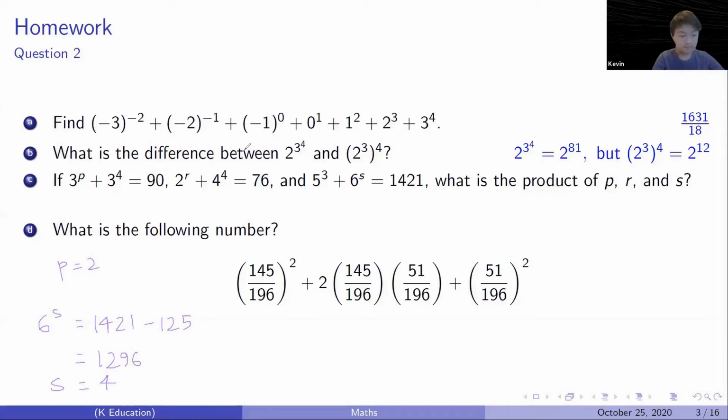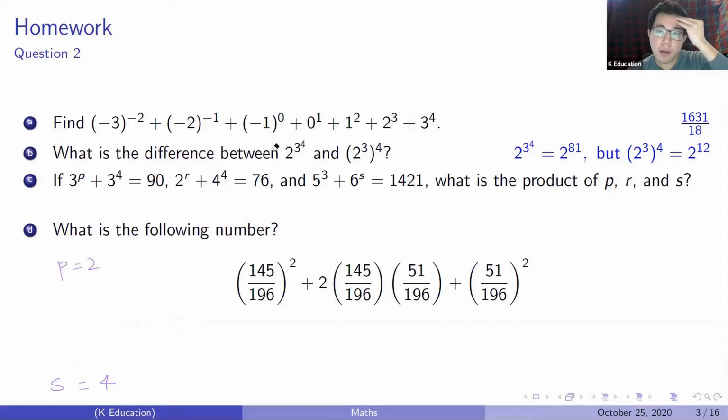So what was the problem with working out r then? Isn't it the same method? It's just that 4 to the power of 4 is already bigger than 76. Yeah, okay, you're right. Maybe actually that was a typo. Maybe it should have been 4 squared or 4 cubed. Okay, so then it makes sense why people struggle with this, because I wrote the question wrong.